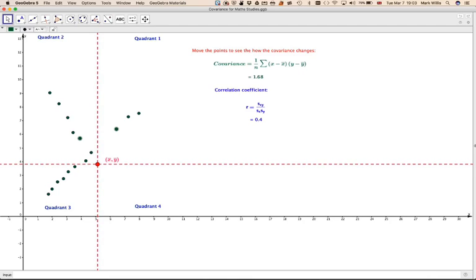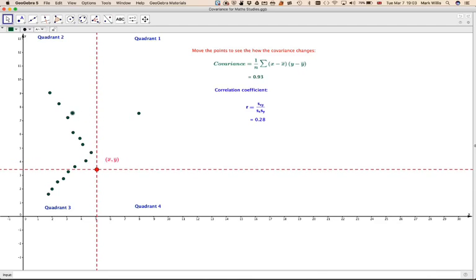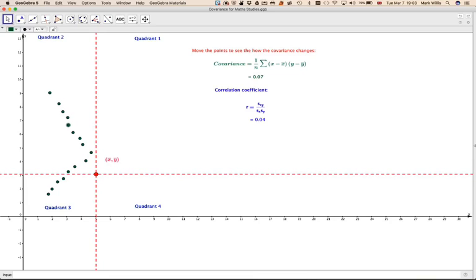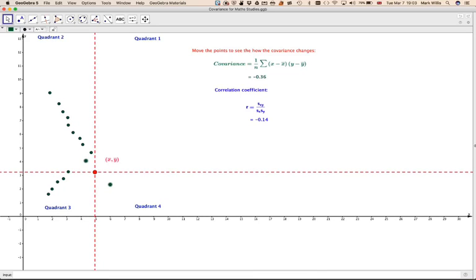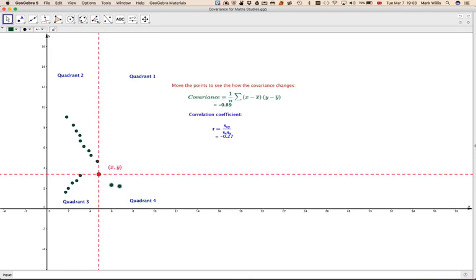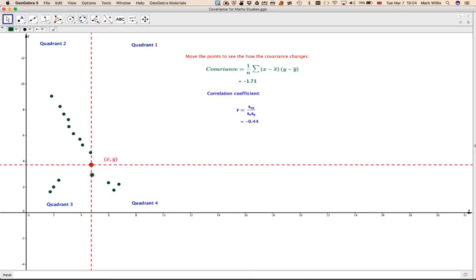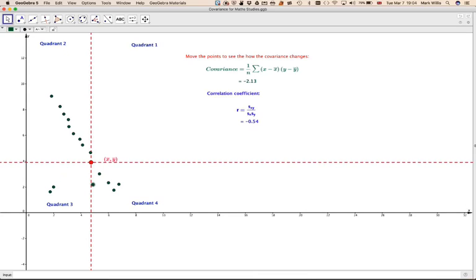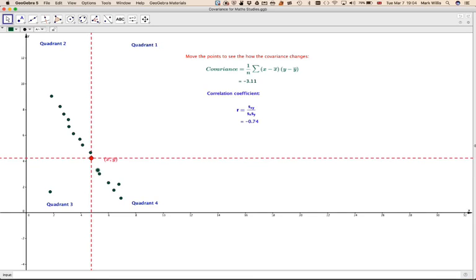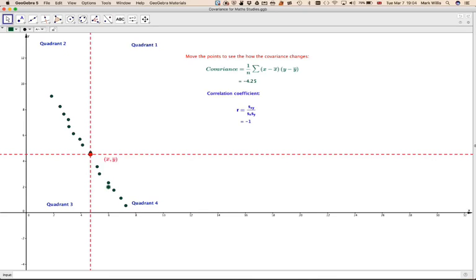We can see that. We'll just move some of this over here. Like that. Alright, now we can see that the data lies in a straight line going this way, so that's a negative gradient, so the correlation coefficient is -1, and the covariance has also become negative as well.